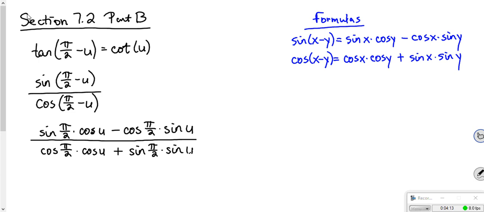Now remember, you can't go canceling stuff top and bottom because you don't have any one thing factored out. So don't be thinking you can start canceling. You can't. What we can do is replace the sine pi over 2 and cosine pi over 2 with those values. So if you remember, pi over 2 is 90 degrees. Sine of pi over 2, sine, remember, is your y-axis, so sine of pi over 2 is going to get replaced with a 1. Cosine of pi over 2, again, cosine is your x-axis. At 90 degrees, that's a 0.